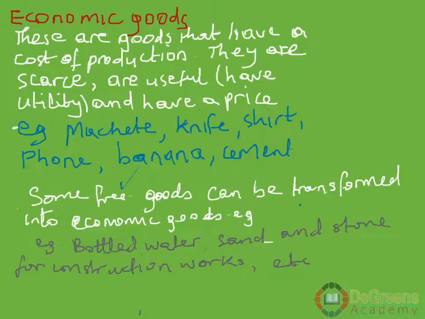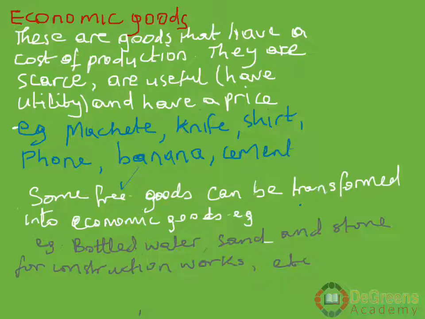So from there, we now look at what we can consider as economic goods. We talked about free goods, and we talked about several things, including rainwater, river water, seawater, sunlight, sand, stones. But all these items are obtained in the wild, that is, not under any control. So now let's look at economic goods.